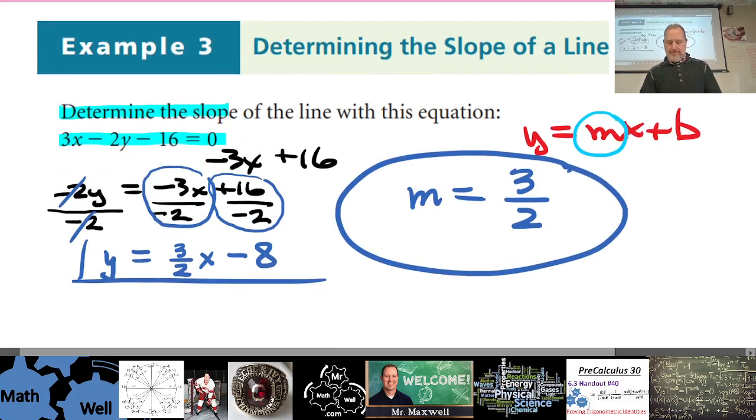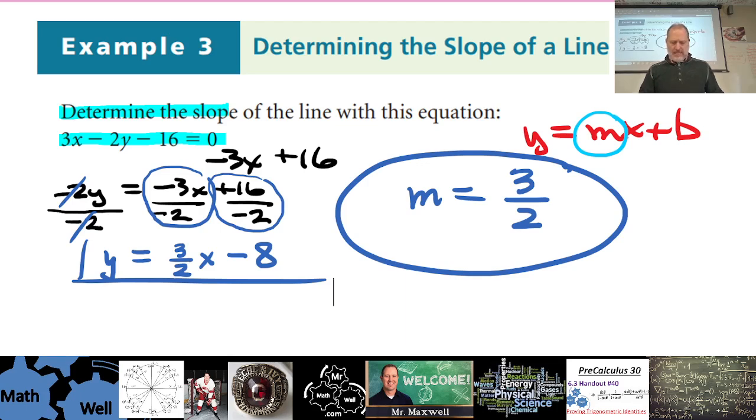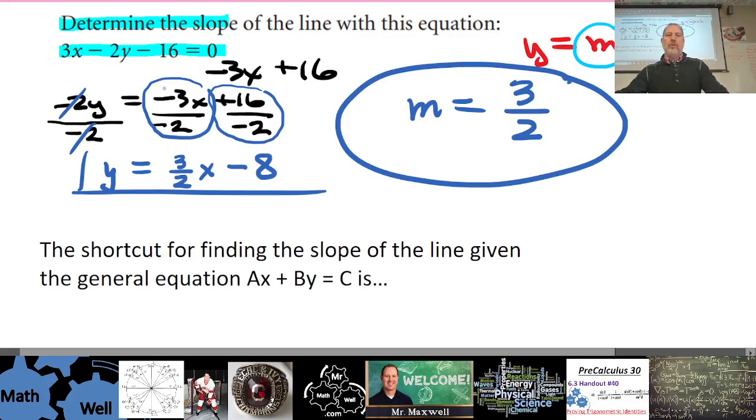Okay, so that's one way. Let me just see if it's in this section or not. So what we have to do is get y by itself. This x term has to go to the other side, so this coefficient of 3 is changing signs. This was a positive 3 over here, and it's now a negative 3 over there. Then we divided by the coefficient on the y to get the slope.